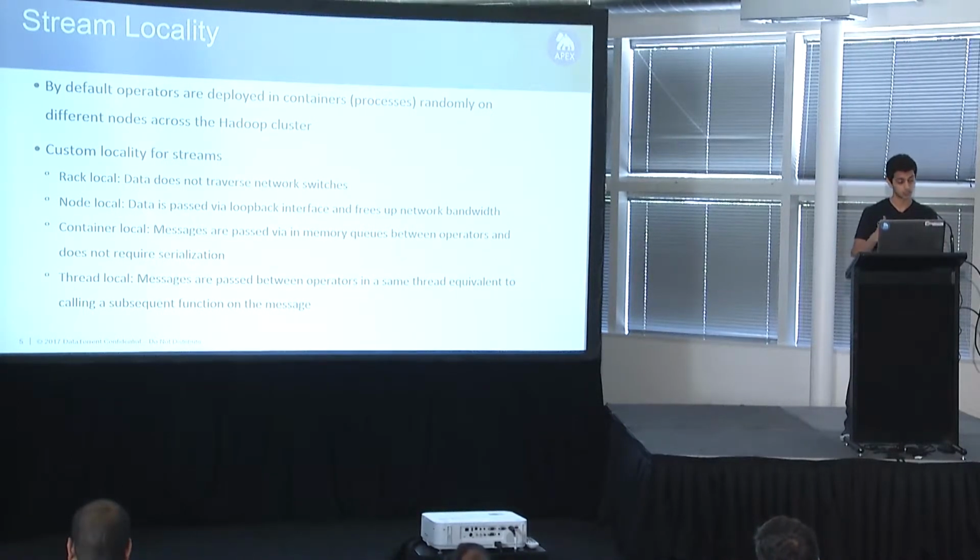The default modes that are available as part of Apex are rack local, which means that data does not traverse network switches. Network switches often become bottlenecks, and I'm aware of a customer that we worked with. In that case, the network switch was becoming a bottleneck. Then there's node local, wherein data is passed via the local loopback interface, which frees up network bandwidth again. Container local, where messages are passed via memory queues between operators, and there's no need for serialization. And thread local, where messages are passed between operators in the same thread. It's like calling functions in a call stack in Java or any other language.